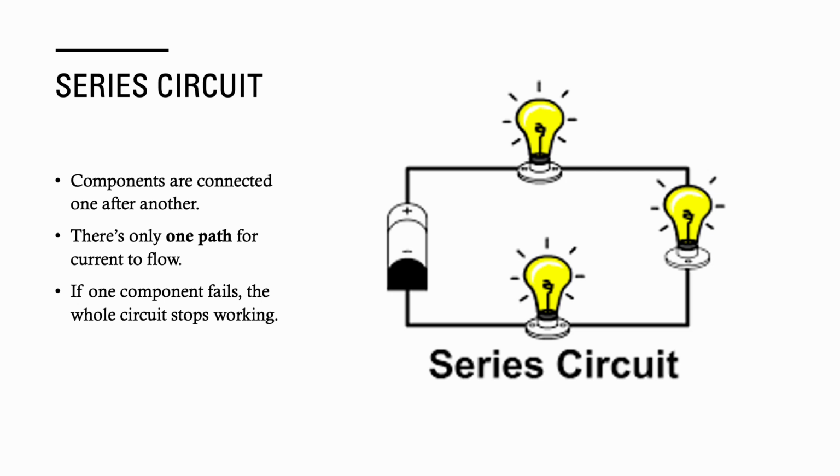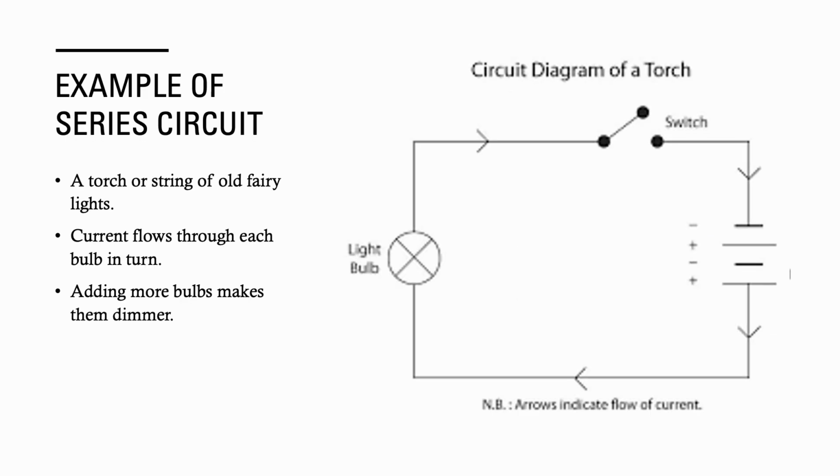In a series circuit, all the components are connected one after another in a single loop. This means the same current flows through every part of the circuit. However, if one component fails or is removed, the whole circuit stops working because the loop is broken. Series circuits are easy to build and are often used in simple devices, but they aren't always the most practical for larger systems.